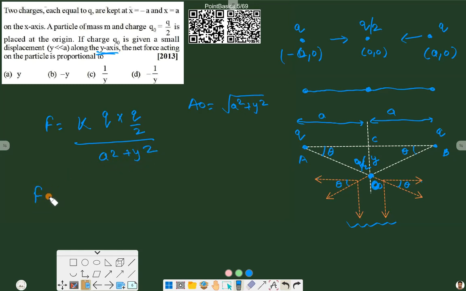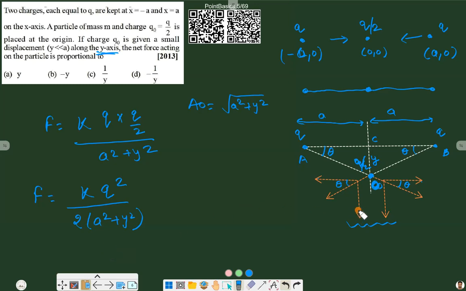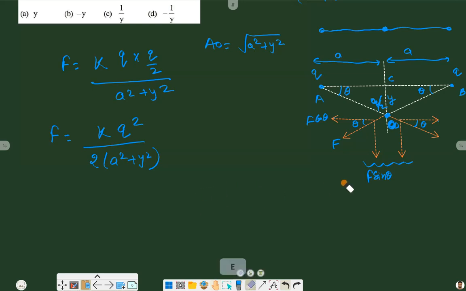So from this, force is equal to k q square divided by 2 a square plus y square. Now as already discussed, we will be left with only these components. If this is f, then this will be f cos theta and this will be f sin theta. So our net force will be 2f sin theta. So f net will be 2f sin theta, and now we have to find the value of sin theta.